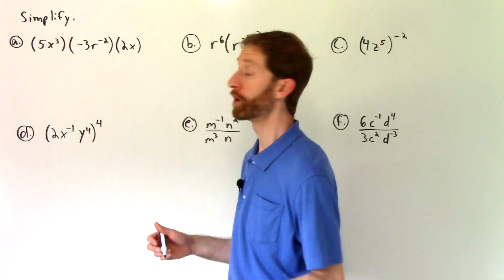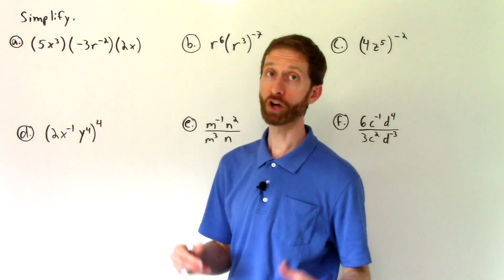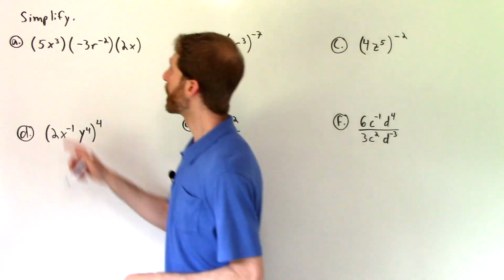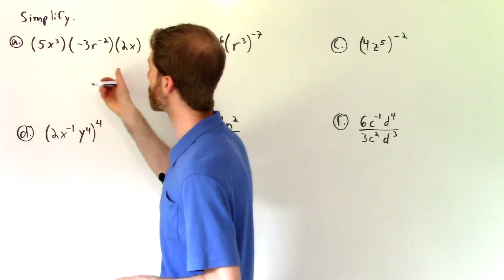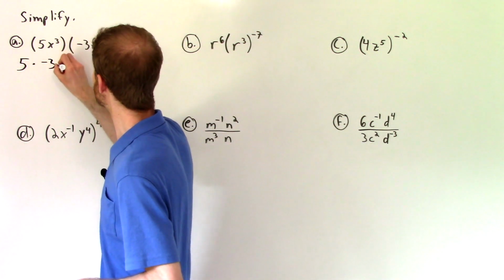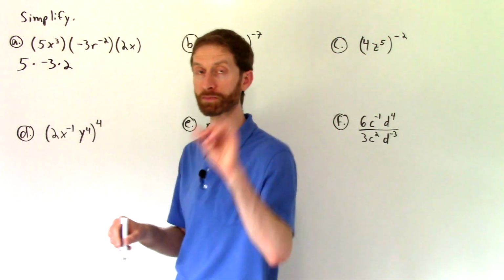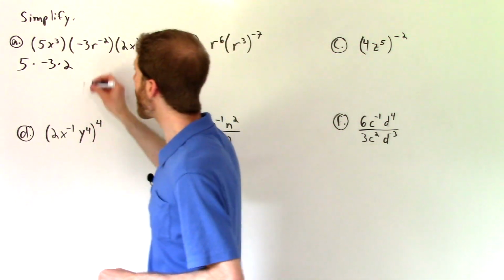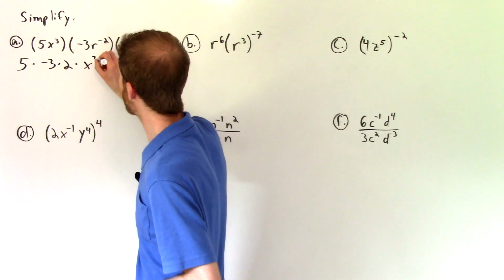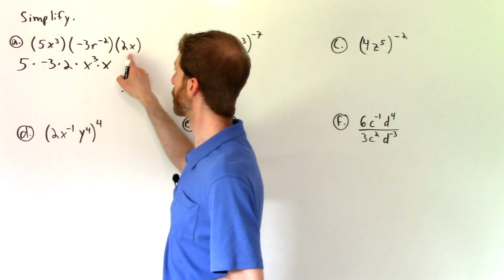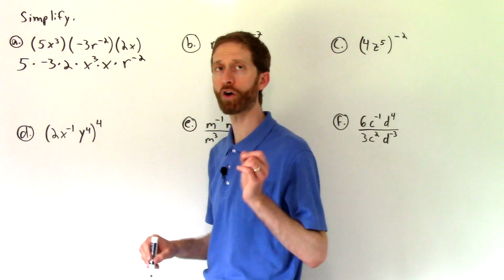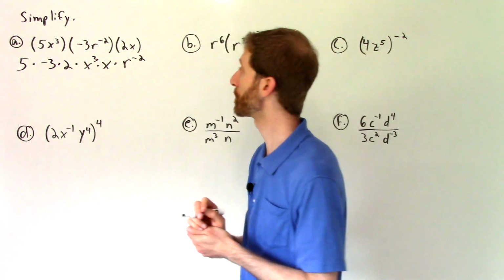So what do we do? Well, we use our product rules with exponents, which says that if we have the same base, we add the exponents. I also multiply my numbers first. So mentally what I'm doing is 5 times negative 3 times 2. I'm rearranging everything because multiplication is commutative. And then I'm going to multiply the like variables. That'll be x to the third times x here and here. And then I've got the r to the negative 2. And that checks off all the components. So I've just rearranged the order in which they're being multiplied.